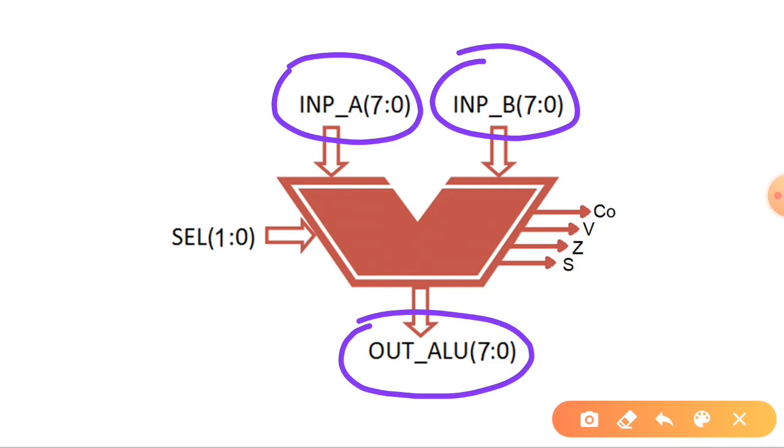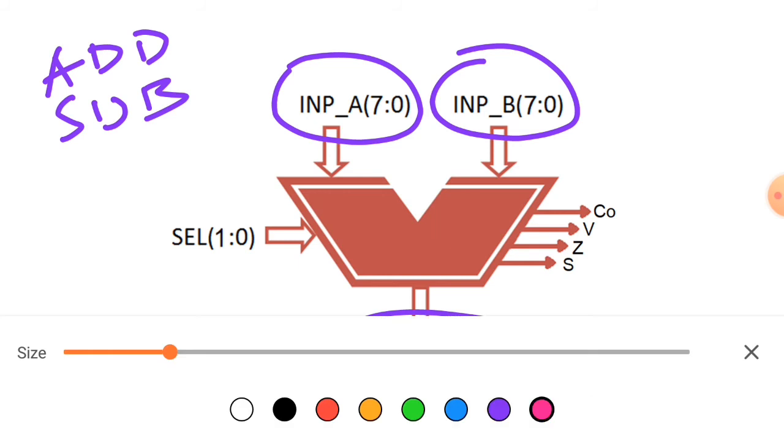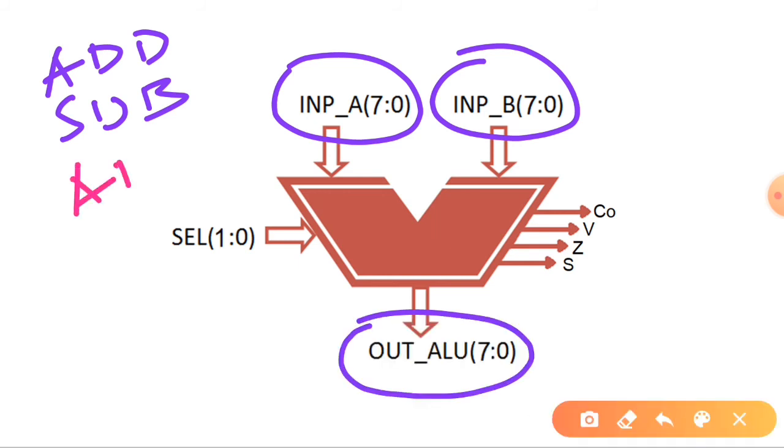So this particular ALU will perform different arithmetic and logical operations. In this case, we are targeting two arithmetic operations, add and subtract, and two logical operations, AND and OR, using this particular ALU.